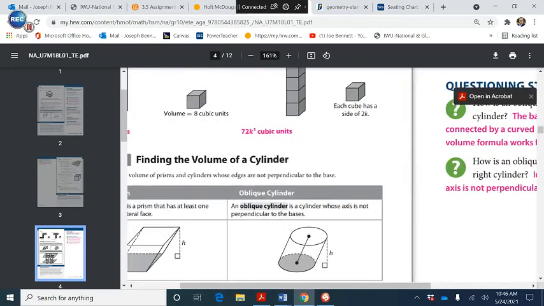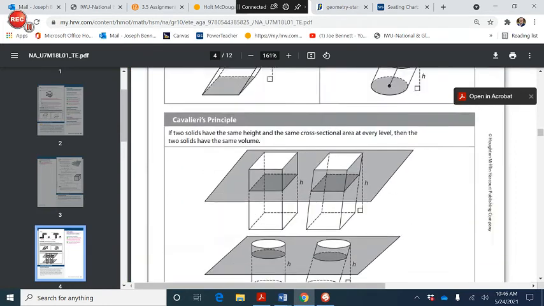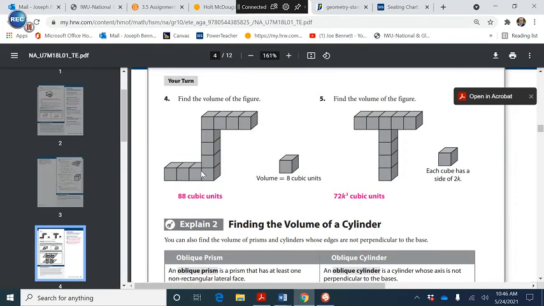Let's keep going. I do want you to look at page 928 and look at the problems on your turn, number 4 and number 5. It says, find the volume of the figure. As you can see, we've got 8 cubic units for the volume per little cube. Right there. That's an 8. So then all you have to do is count how many there are. 1, 2, 3, 4, 5, 6, 7, 8, 9, 10, 11. So 11 times 8 is 88.